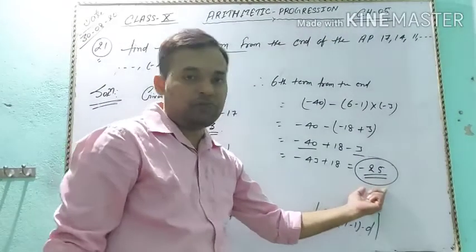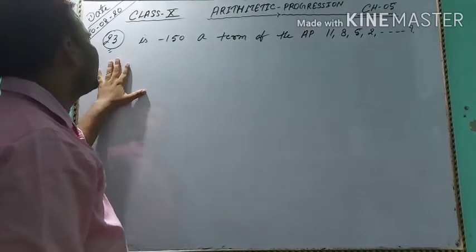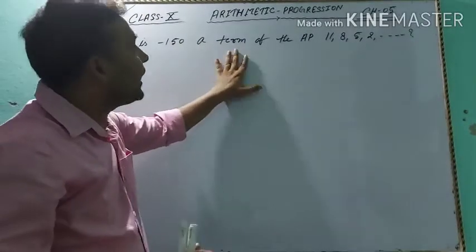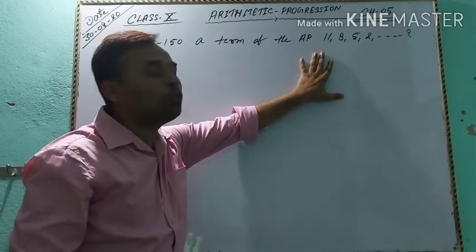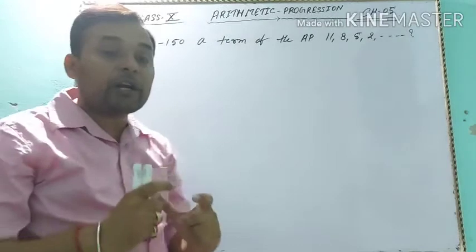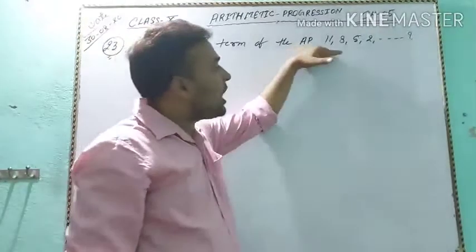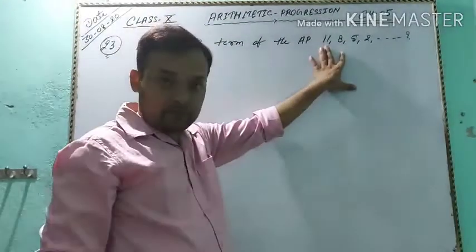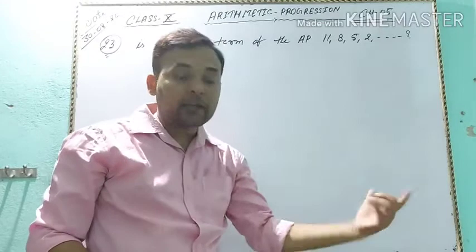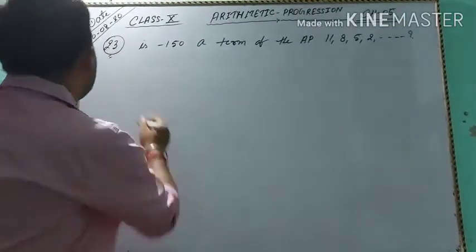So the sixth term from the end of this given AP equals minus 25. Okay students, our next question is question number 23. Is minus 150 a term of the AP 11, 8, 5, 2, ...? That is, is minus 150 a term of this given AP, starting from 11? Yes or no? Okay, let's start the solution.